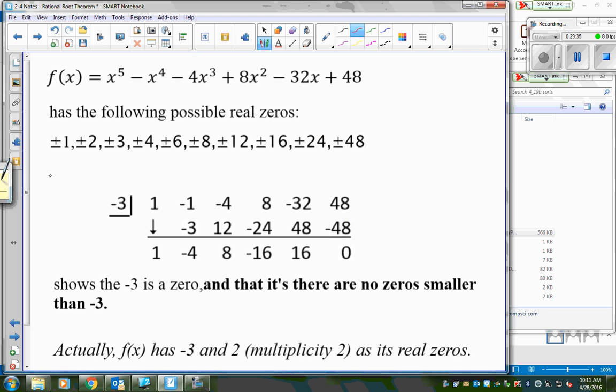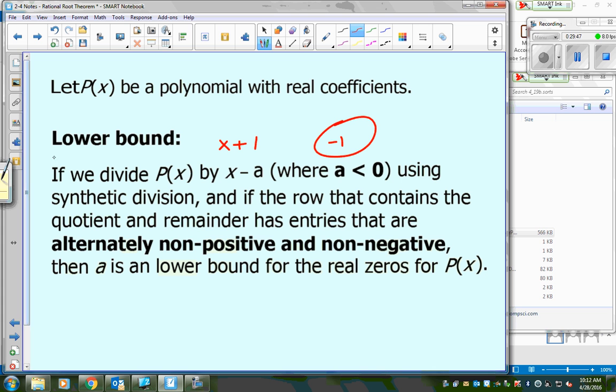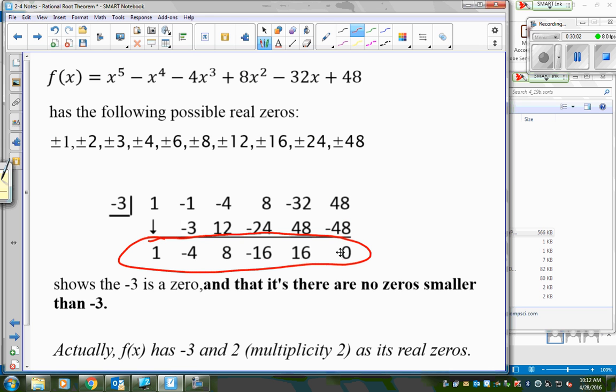Here's an example. Here's our polynomial, here's our long list of possibilities, okay? We just tested -3, and after testing -3, we focus on our output, or result. And the theorem says that if the row that contains the quotient and remainder, which I circled, has entries that are alternately non-positive and non-negative, it says it that way because you can have 0 in there, then you know the number you just tested is the lower bound.